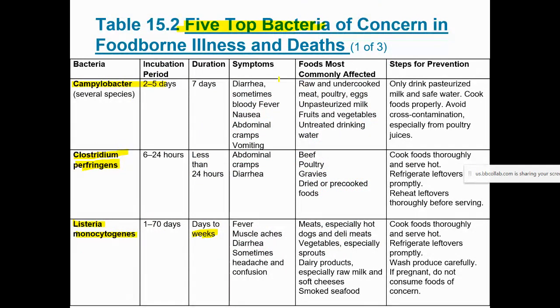What you'll notice is that with bacteria, the most commonly affected foods, again, are raw and undercooked meats, poultry, eggs, unpasteurized milk. So you'll see that is pretty common, and especially raw and undercooked meats. Where we see fruits and vegetables listed, again, it's usually going to be either from human or animal feces from the field or a cross-contamination, even like in the kitchen.